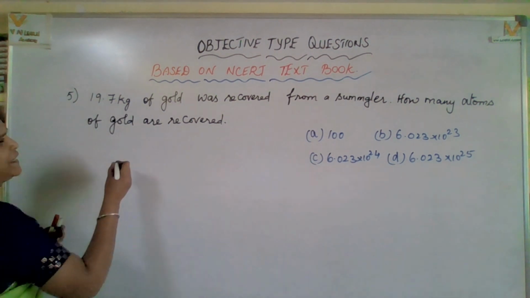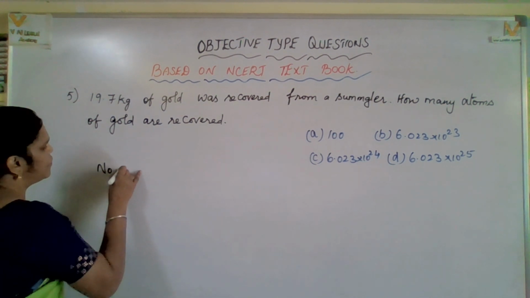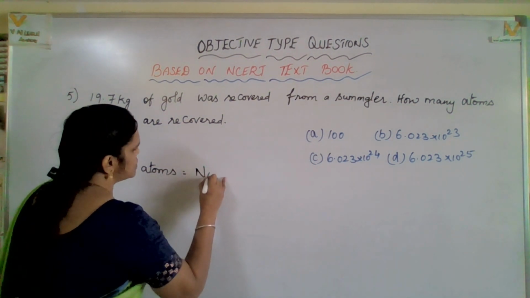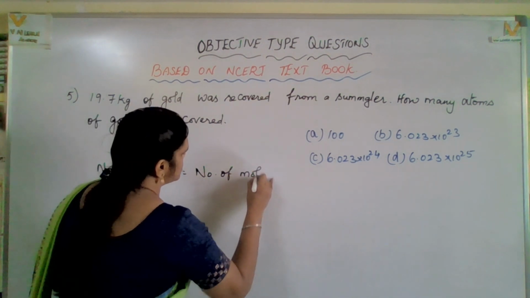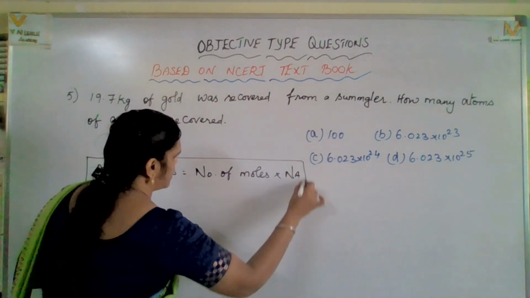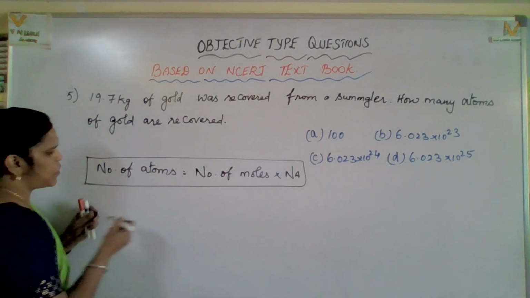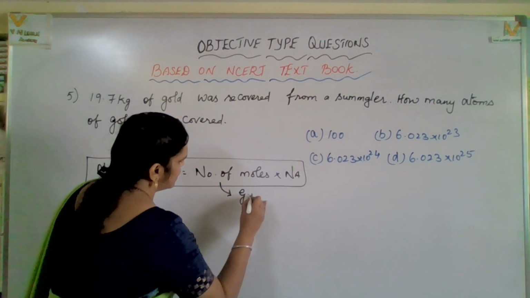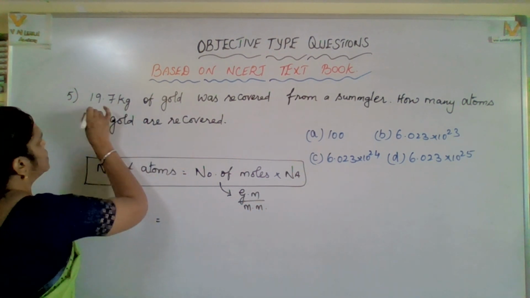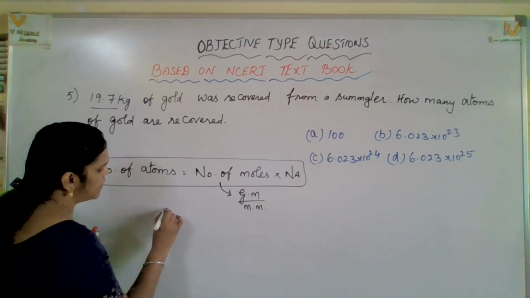The first one here, number of atoms they are asking now. So number of atoms equal to number of moles into Avogadro number, right? So number of atoms equal to number of moles into Avogadro number. Yes. Now number of moles is what it is, given mass by molecular mass, right? So given mass how much? 19.7 kg. So let us keep it as a gram.